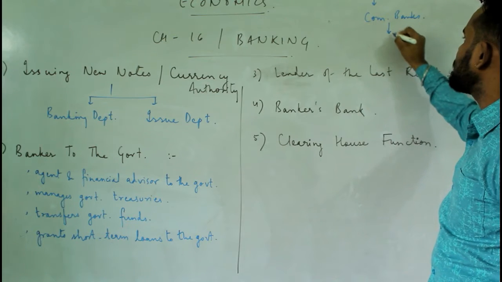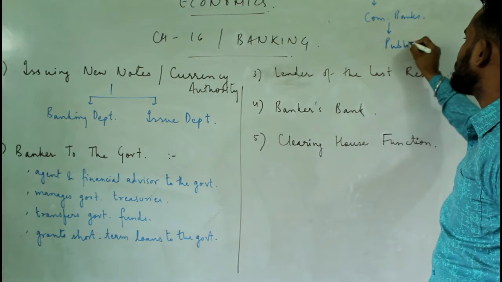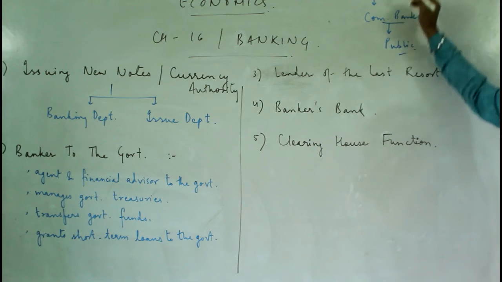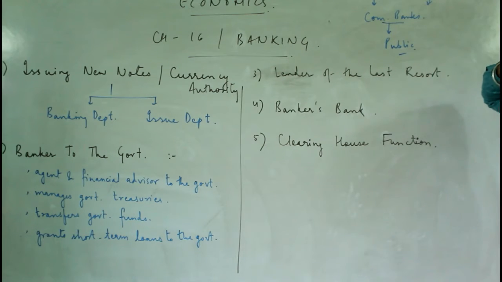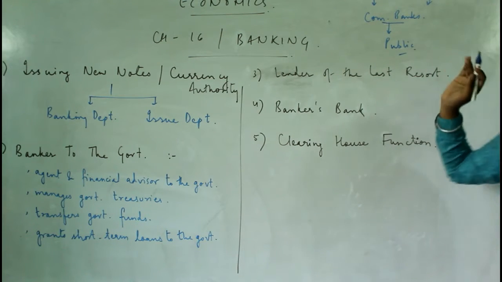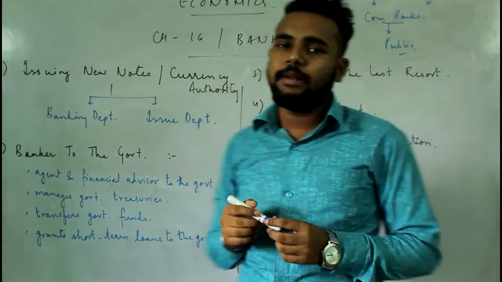The RBI controls and coordinates all other commercial banks, and then the commercial banks have a general interaction with the public. Clear? So the RBI is the first bank which controls and coordinates all other commercial banks, and then the commercial bank deals with the public.